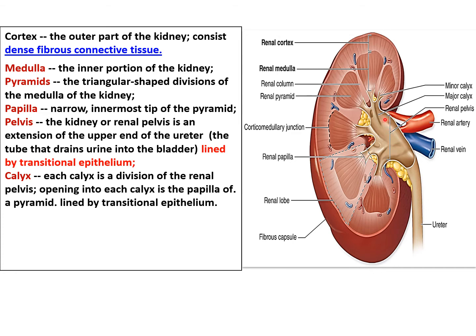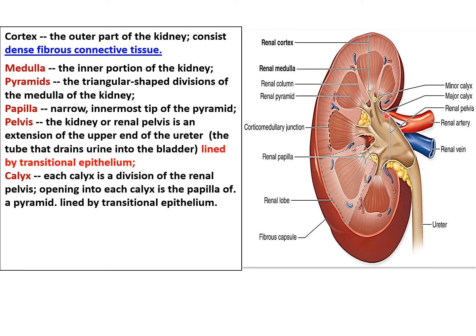Also, we have the pelvis or renal pelvis, which is an extension of the upper end of the ureter. The renal pelvis is lined by a transitional epithelium.